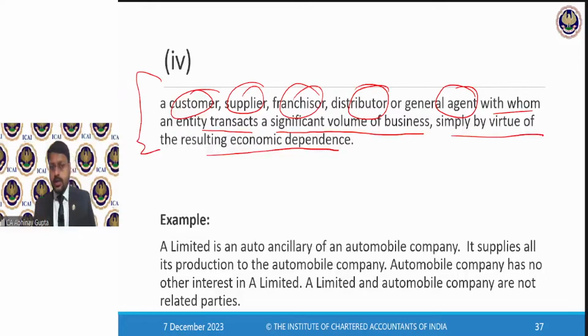And if we are able to draw the conclusions and see that those customer, supplier, franchisor, distributor or agents are actually governing the company, or whatever they say the company has to follow, then because there is evidence that these parties are controlling these entities, we can say that they are related parties. Otherwise, simply by virtue of this significant volume of business or transactions, it cannot be said they are related parties. Otherwise the avenues will open to anybody, right? So that's why the standard has explicitly excluded all these parties from being related parties, right?